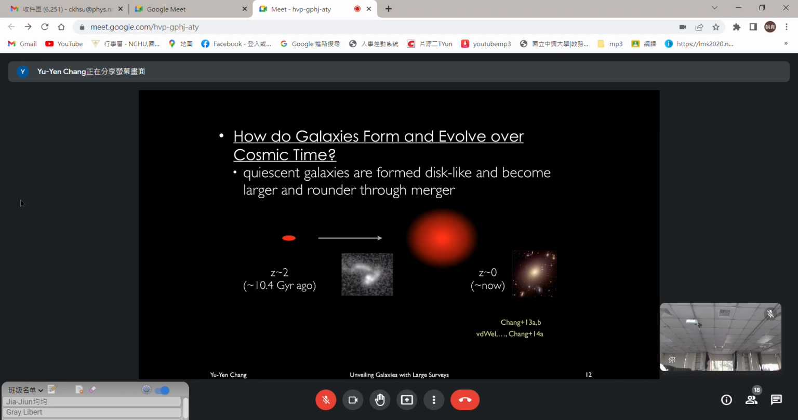And because today we have, for example, JWST or other telescopes like ALMA, we are able to study more about their structure, even for older galaxies.